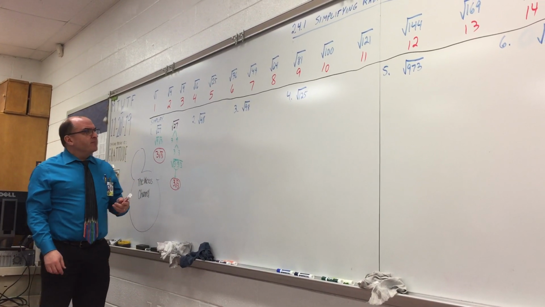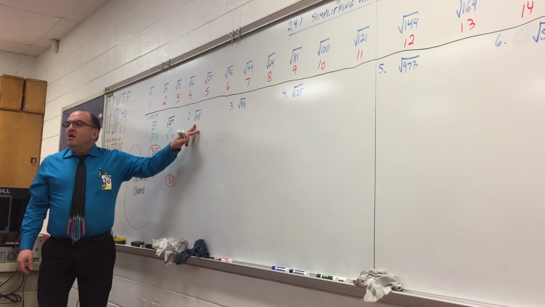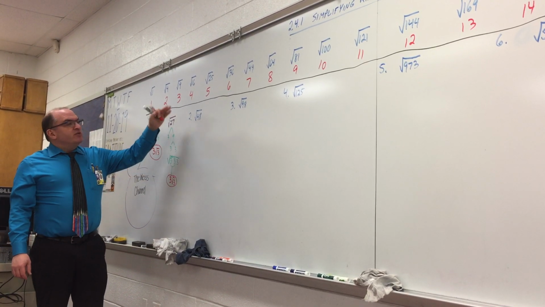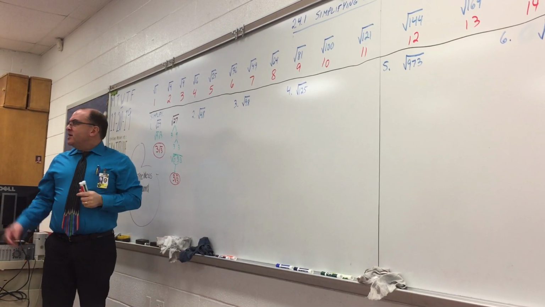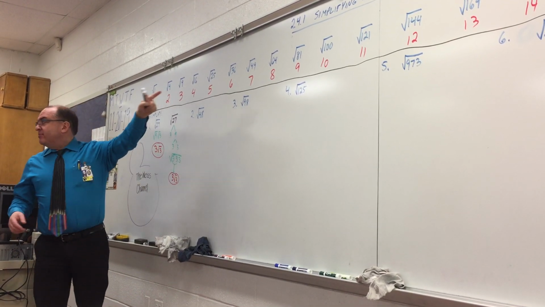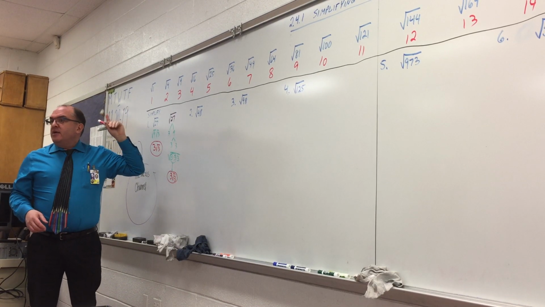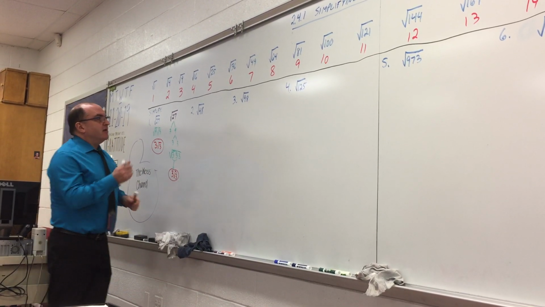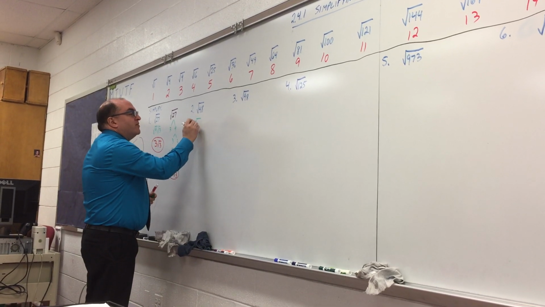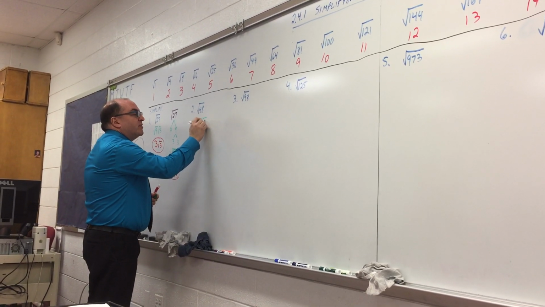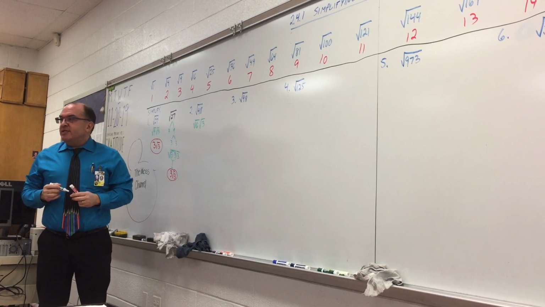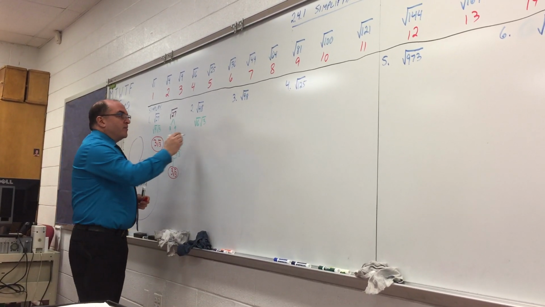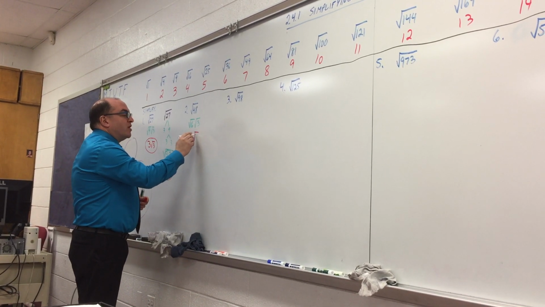Yes. Okay? All right? Square root of 48. What perfect square evenly goes into 48? 2 is not one of the blue numbers. I heard 16. Okay? 16 goes into 48. Square root of 16, square root of 3. 16 times 3 is 48. What's the square root of 16? 4. 4 square root of 3.